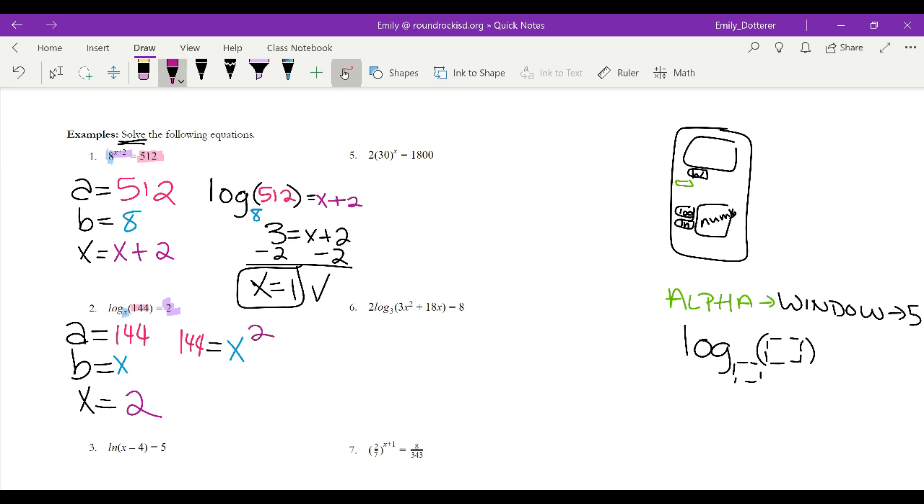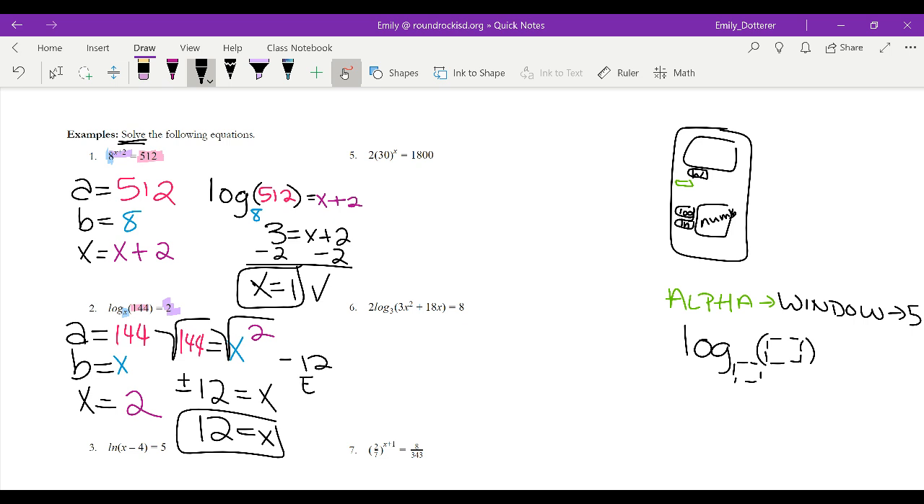So from here we're trying to get x by itself. So we're going to take the square root of both sides. Just from solving that, x could be either positive 12 or negative 12. However, because we can't have a negative base, our only solution is going to be positive 12. So negative 12 is extraneous.